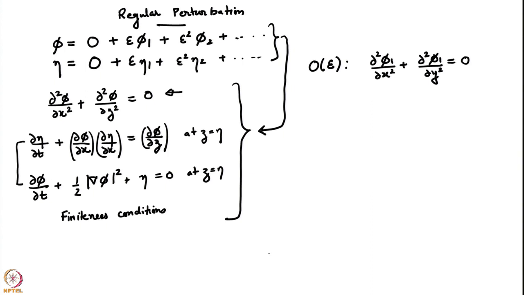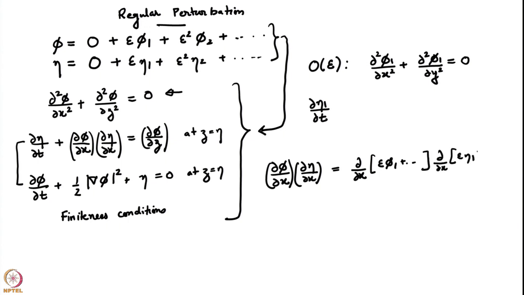So, now let us collect the various terms at order epsilon from the kinematic boundary condition. We immediately see that at order epsilon we will get the first term del eta 1 by del t. Now, before we write the next term, let me explain what is being done to the next term. You can immediately see that it would be del phi by del x into del eta by del x, and this term is not going to contribute at order epsilon, because this will be del by del x of epsilon phi 1 plus dot dot dot, and this would be del by del x of epsilon eta 1 plus dot dot dot. And so, the lowest order at which it would contribute would be order epsilon square. So, we are not going to get a contribution at linear order.